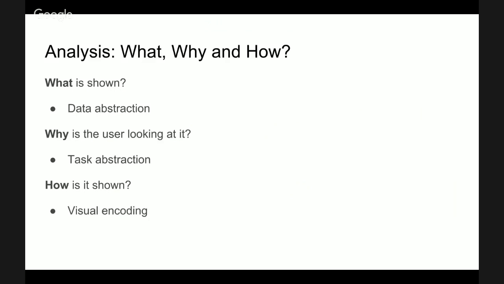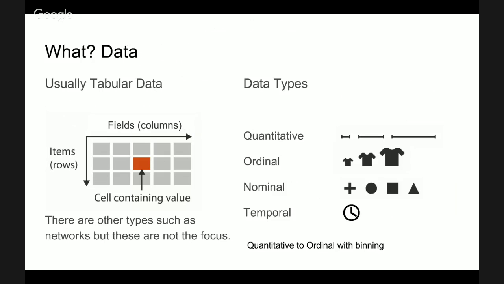To answer the question what, usually we're going to have tabular data. Especially today in this tutorial, we're only going to talk about tabular data, where you have a number of fields or columns and rows, and at the intersection of these, so in each cell, is a value. There's obviously other types such as networks, but these are really not the focus today. For each column, there can be different data types.